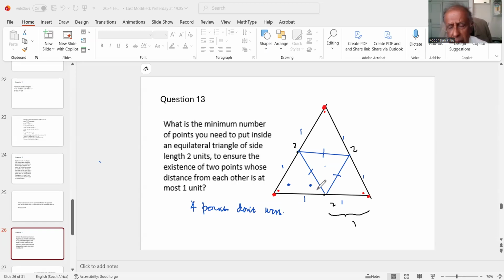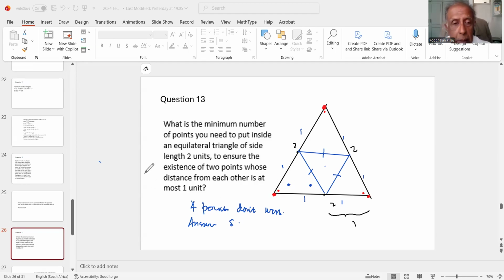That's not very easy to prove, but you can see intuitively that if you take any 2 points inside the triangle, then the distance between those 2 points will be smaller than the side of the equilateral triangle. So the answer is 5. No matter which 5 points you get here, the argument is that two of those points will be in one of these 4 triangles. And those two, the distance will be smaller than 1. So that way you can ensure the existence of 2 points whose distance from each other is at most 1.